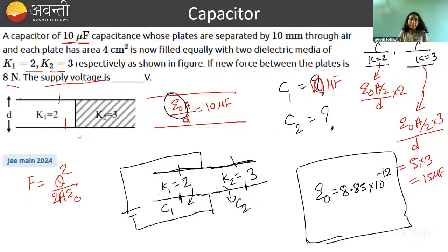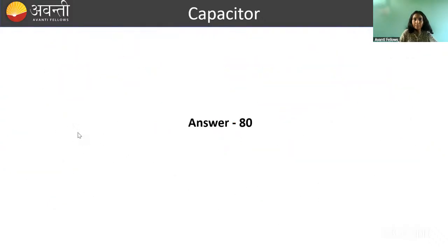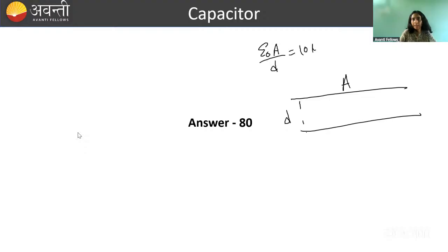Done it? As far as concept is concerned, I have already given you. This was a single capacitor like this. Its area was given, and this separation was given. Initially, it was not charged, and it was given that epsilon naught A by D is equal to 10 microfarad. After that, we were dividing this capacitor into two regions, one with dielectric 2, another with dielectric 3. So we got two capacitors, and these two capacitors are in parallel.